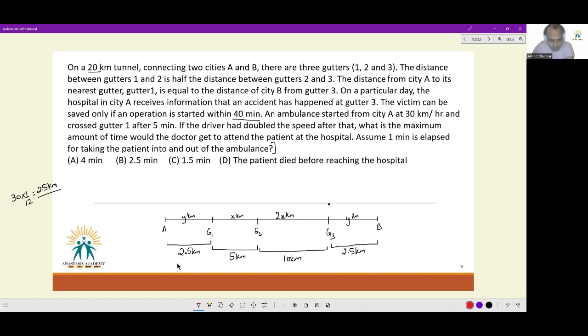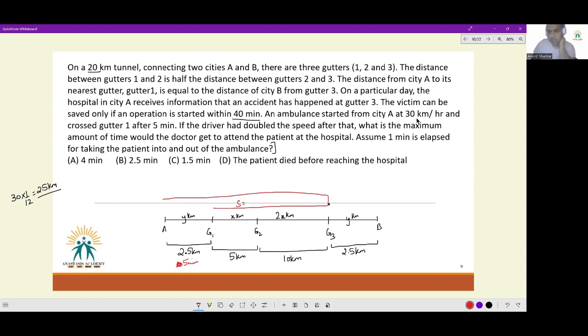Now see, journey wise, what has the ambulance undergone? It traveled this 2.5 kilometers in 5 minutes. But beyond this, after crossing gutter 1, it has made the journey this way. Journey has been made this way. The speed here is doubled.